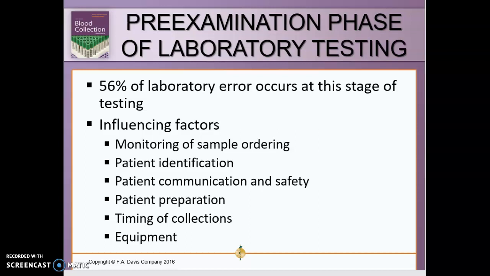Monitoring of sample ordering. Okay, making sure that we collect these samples in the correct order of draw, which we will go into in further detail in the future. Making sure that we know the patient's identification and we verify the patient identification. If we pull labs on patient A and then put on the paperwork that it was patient B and send this all to the lab, then patient A could be treated for something that we collected from the wrong person. So making sure that we collect these lab results from the right individual is very important.